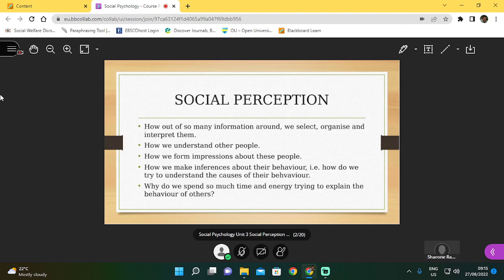So in this particular unit, which is about social perception, it's a technical term which says: how do people make sense of situations around them? How do people understand others? How is it that we have so much information going on around us? How do we select that information?